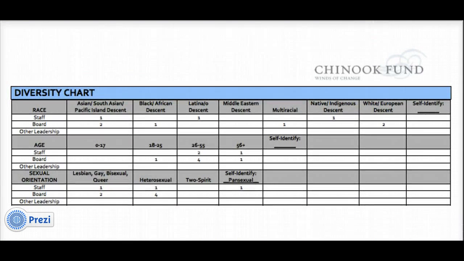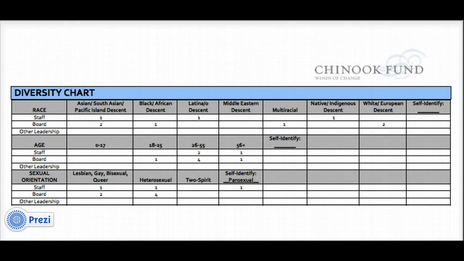Taking that same example and applying it to the diversity chart itself, this is how the chart would be filled out. If one staff member identified as being of South Asian descent, another as being of Latina descent, and another as being of Indigenous descent, they would be listed in the first category on the diversity chart as follows. Here, here, and here.